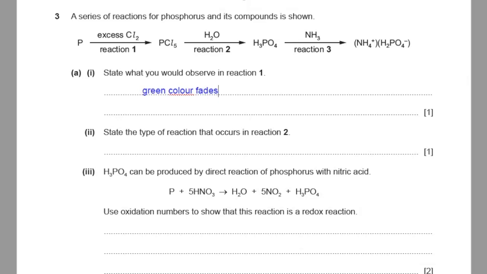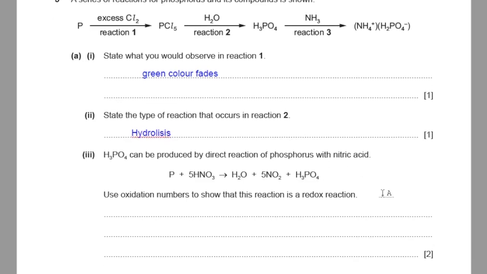Part 2, state the type of reaction that occurs in reaction 2. Reaction 2 is PCl5 reacting with water forming just one product, phosphoric acid. So this is hydrolysis because there is addition of water.